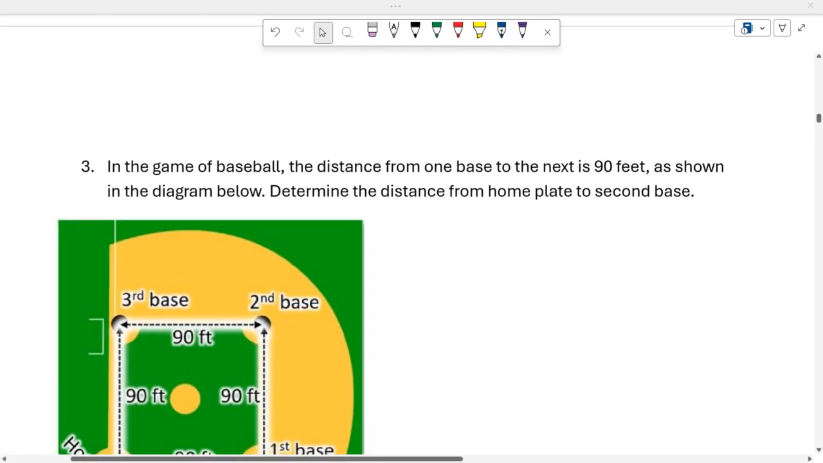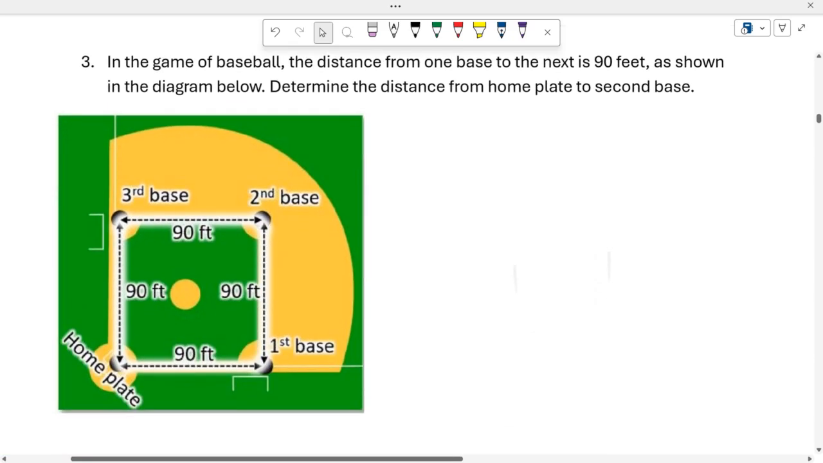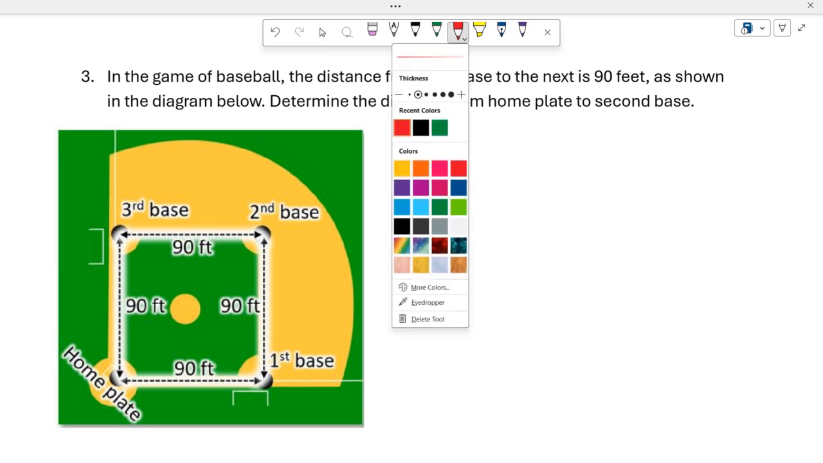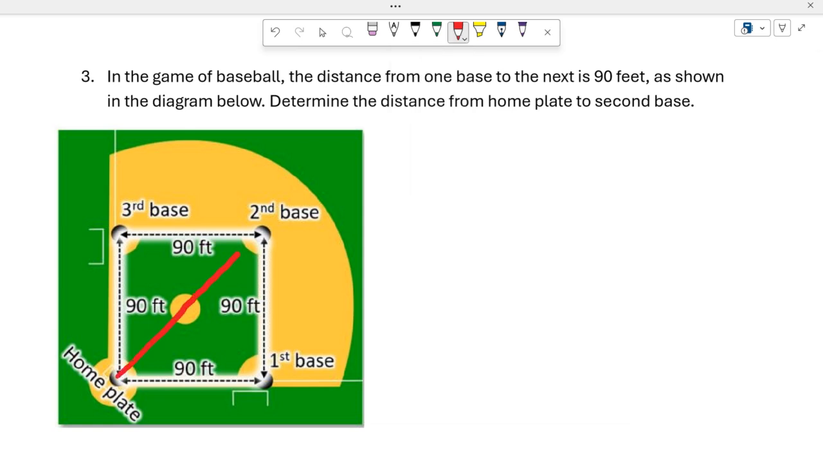Question 3. In the game of baseball, the distance from one base to the next is 90 feet, as shown in the diagram below. Determine the distance from home plate to second base. All right, so we've got a square here, 90, 90, 90, 90, and what we're looking for here, I'll do this in red, is that distance right there. How far is second base from home plate?